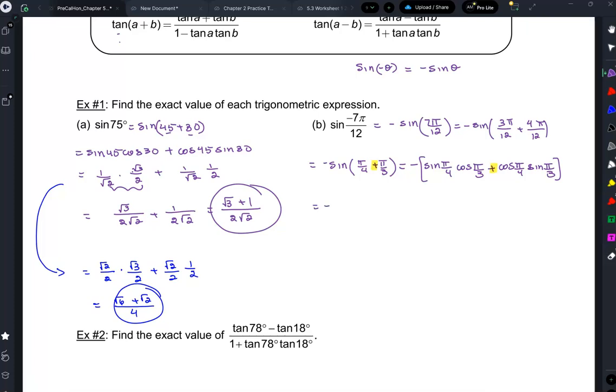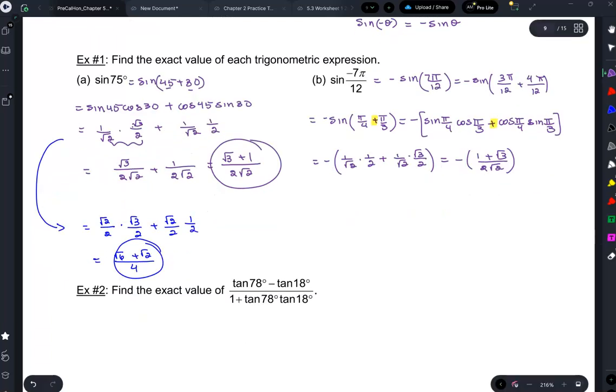Okay, now don't forget about the negative out front. This is negative, so you could do brackets or parentheses, I don't mind. So this is negative of, what's sine of pi over 4? 1 over root 2. Cosine of pi over 3, 1/2, plus 1 over root 2, root 3 over 2, negative, what is this? 1 plus root 3 over 2 root 2. Okay? So let's talk about how to write this. I mean, this is pretty much the solution, right?